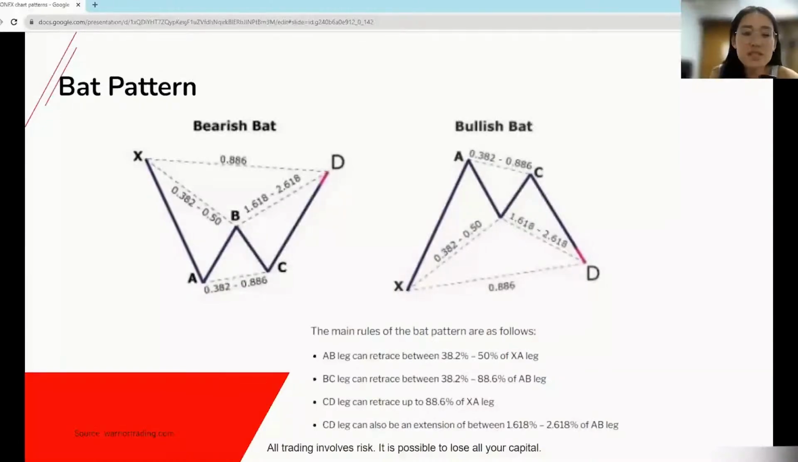Okay, it doesn't make sense now that you are just looking at the shape. It just looks like a bunch of numbers, but when you actually try using Fibonacci levels to distinguish the different patterns, it would make more sense then. Okay, and then for the bullish, of course, it's just the opposite of your bearish.